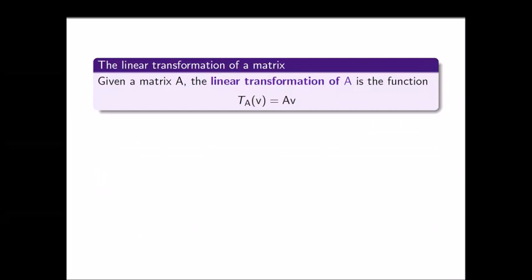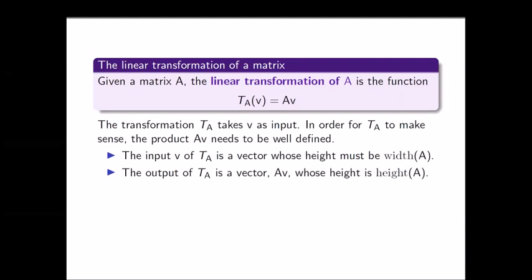Formally, given a matrix A, the linear transformation of A is the function TA, which takes a vector V to the matrix-vector product AV. Because this transformation takes V as an input, if it has to make sense, then the product AV needs to be well defined as well. This gives us two crucial pieces of information. The first is that the input vector V has to be the same height as the width of the matrix A. The other is that the height of the output vector AV has to be the same as the height of the matrix A.